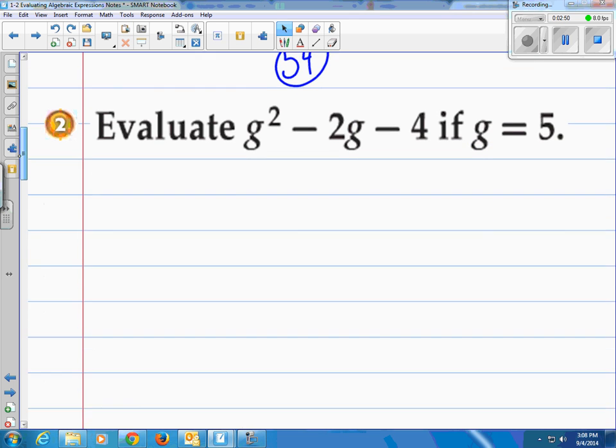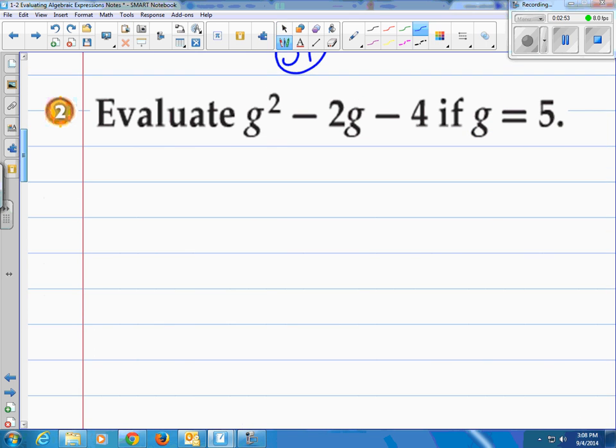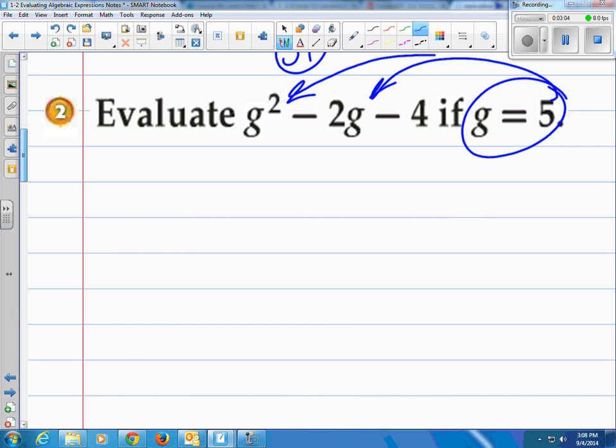Here's another one. Evaluate g to the second power minus 2 times g minus 4, when g is 5. Let's plug this 5 into the g for both of these spots. So we'll take the expression and make it a numerical expression by putting in that 5. Now this 2g right here really means 2 times g. So I'm going to take 2 times the 5 that I'm putting in. It doesn't become 25. We have a minus 4. Now we have the numbers plugged in. Let's do simplifying. So we have 25.